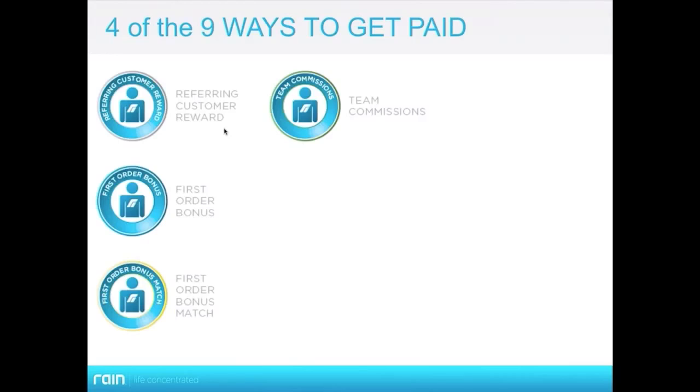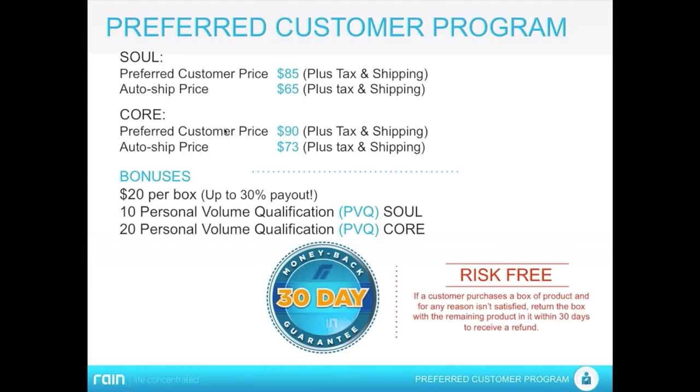So, to wrap up the presentation today, I'm just going to go through 4 of the 9 ways to get paid and how you go about getting paid and where you see that in the back office. So first, preferred customers. Preferred customers, we know, sold $85, the retail price, a great deal even at that for the ingredients, the cost, the proprietary aspects of that product. Core, same is true as well with $90. The auto ship pricing, you're looking at $65 on auto ship for Soul, $73 for Core.